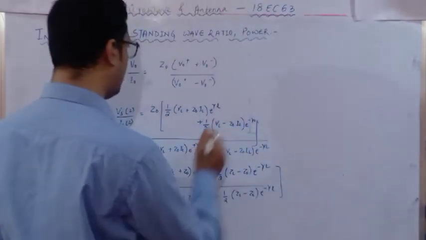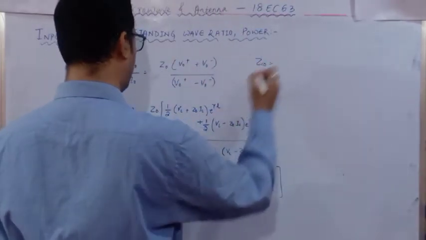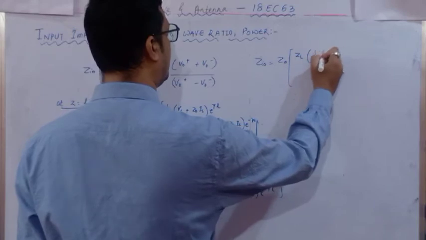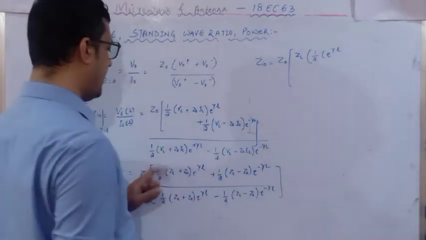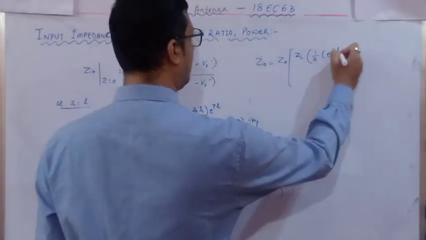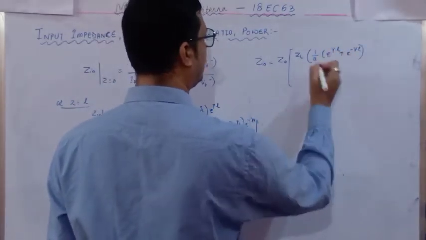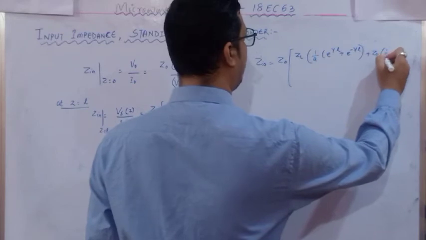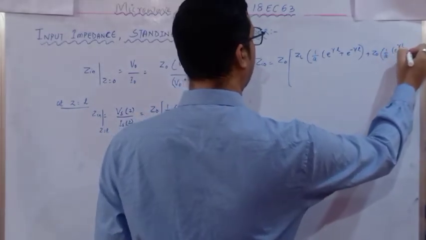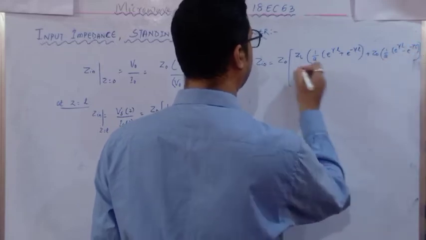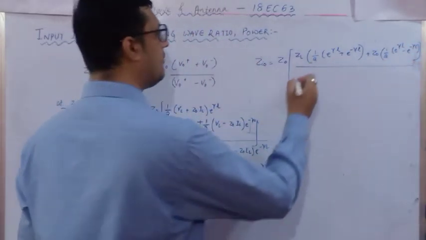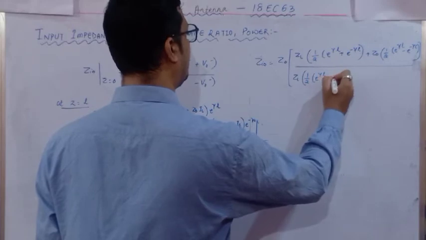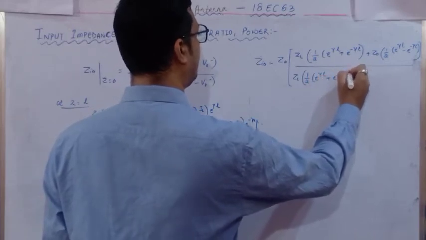So first of all, for the input impedance numerator I am taking ZL common. So ZL common, half of e to the power gamma L plus e to the power minus gamma L. So this is the first one, plus Z naught, take half of e to the power gamma L minus e to the power minus gamma L. So this is the numerator part. Similarly, for the denominator, ZL of e to the power gamma L plus e to the power minus gamma L, like this.